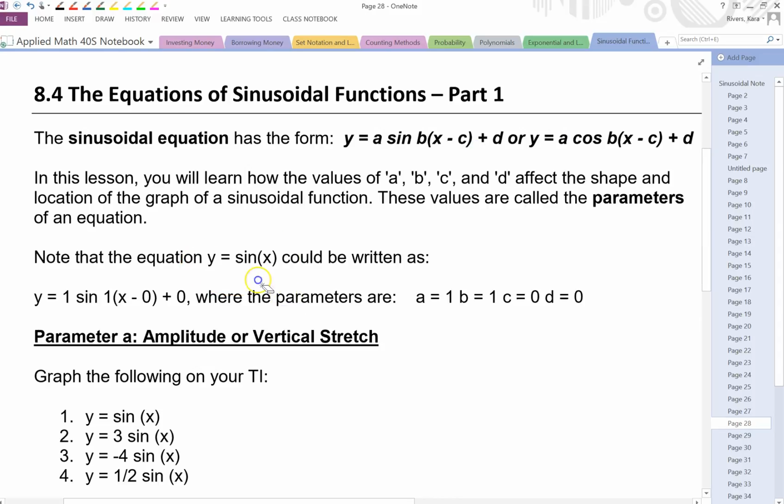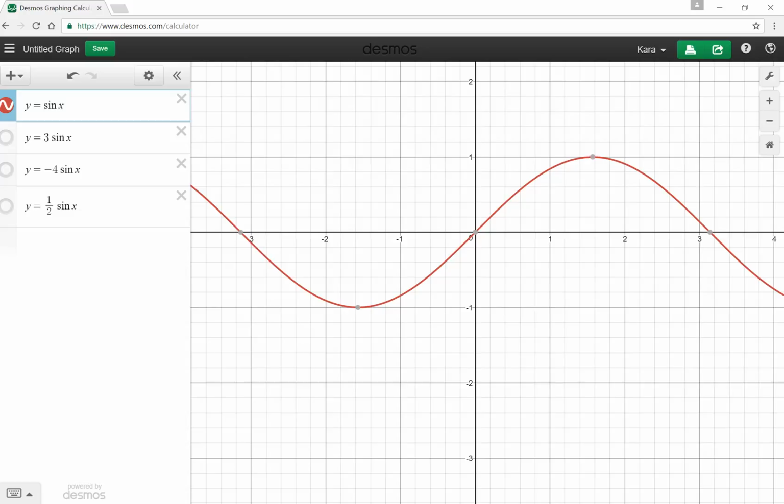Okay? So they're saying, graph the following on your TI. Now, I've actually used Desmos just because it's a little bit clearer and easier to see when we're doing an exploration like this. And then we'll see how we can do this in our graphing calculators. So if we look at Desmos for a second, I just put in y equals sine x as our first function, and we can see that graph.